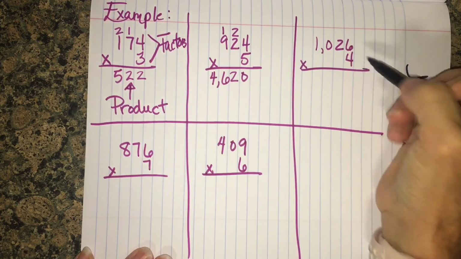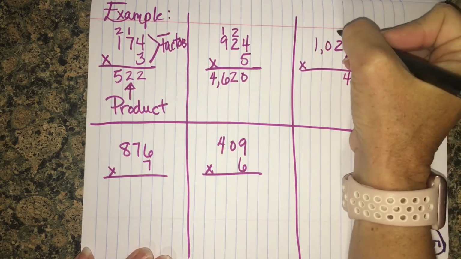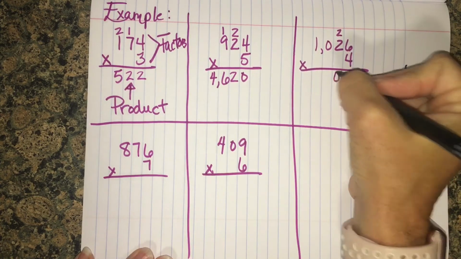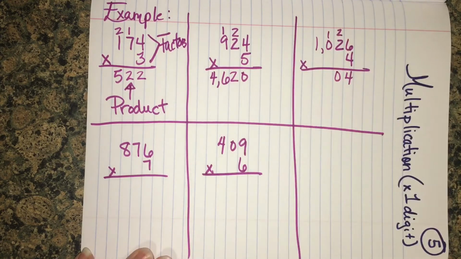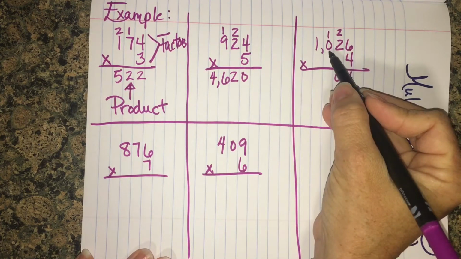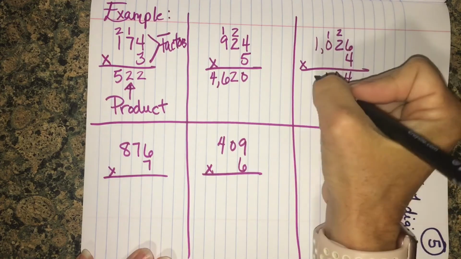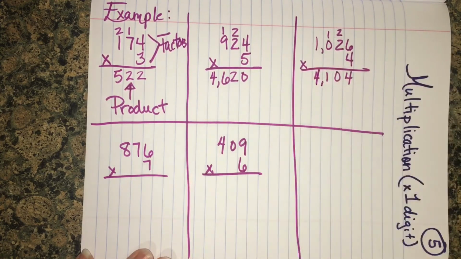On this problem, 6 times 4 is 24. Put my 2 up here. 4 times 2 is 8 plus 2 is 10. Put a 1 up here. 4 times 0 is 0 plus 1 is 1. And 4 times 1 is 4. So I get 4,104.